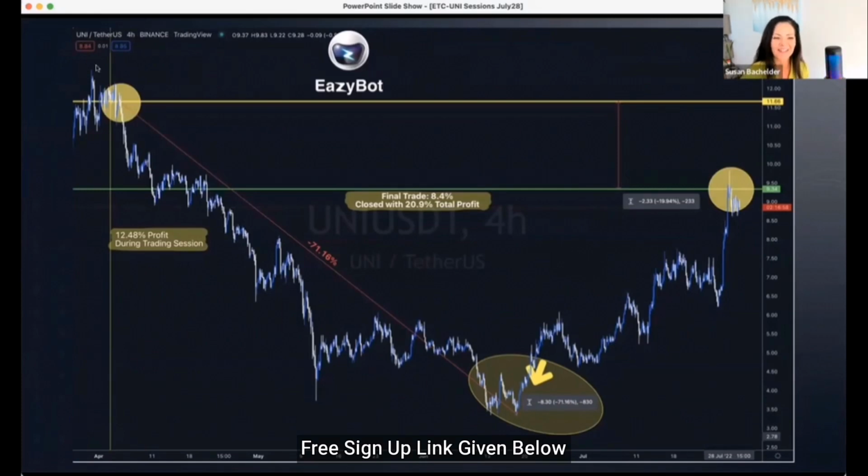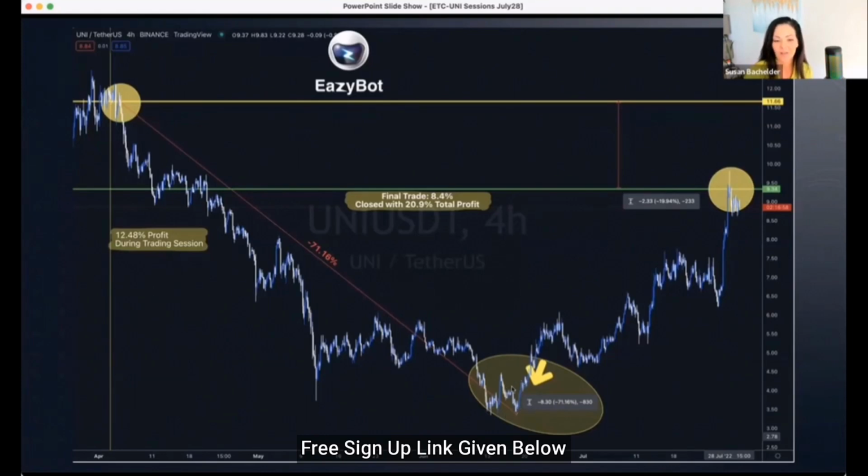Okay, so let's bring this session over to the chart so that you can have a visual of what's happening with the price action. That entry was up here at 1166. It came through a drop of over 70%, and created all those trades. 12.48% profit was gathered during that trading session. How crazy is that? As the market was crashing, we grabbed 12.48% on just this one bot.